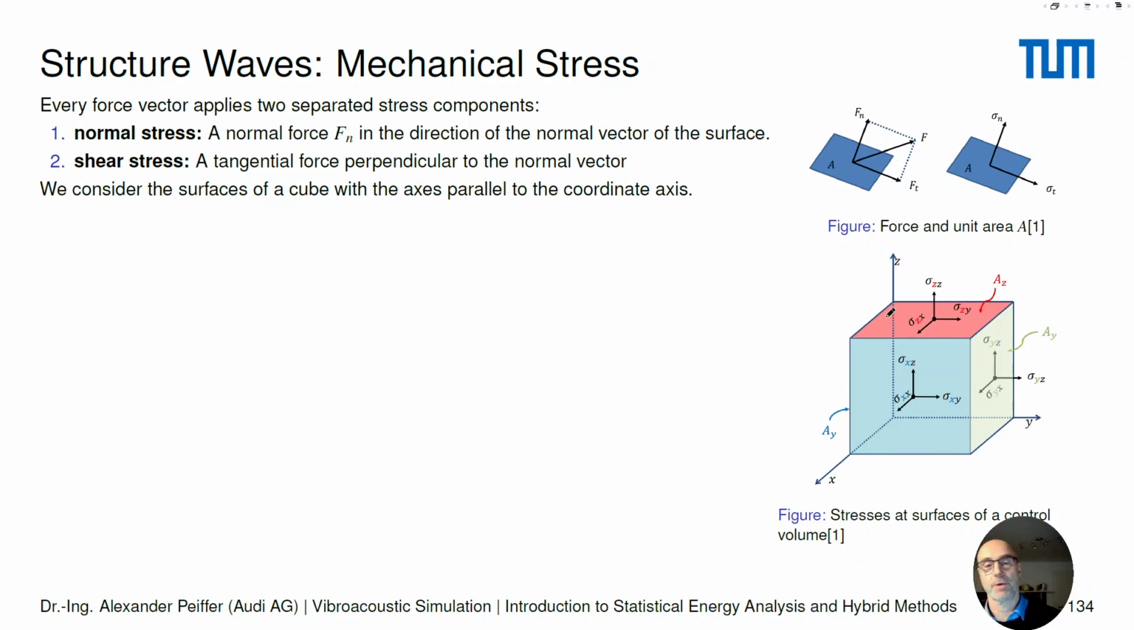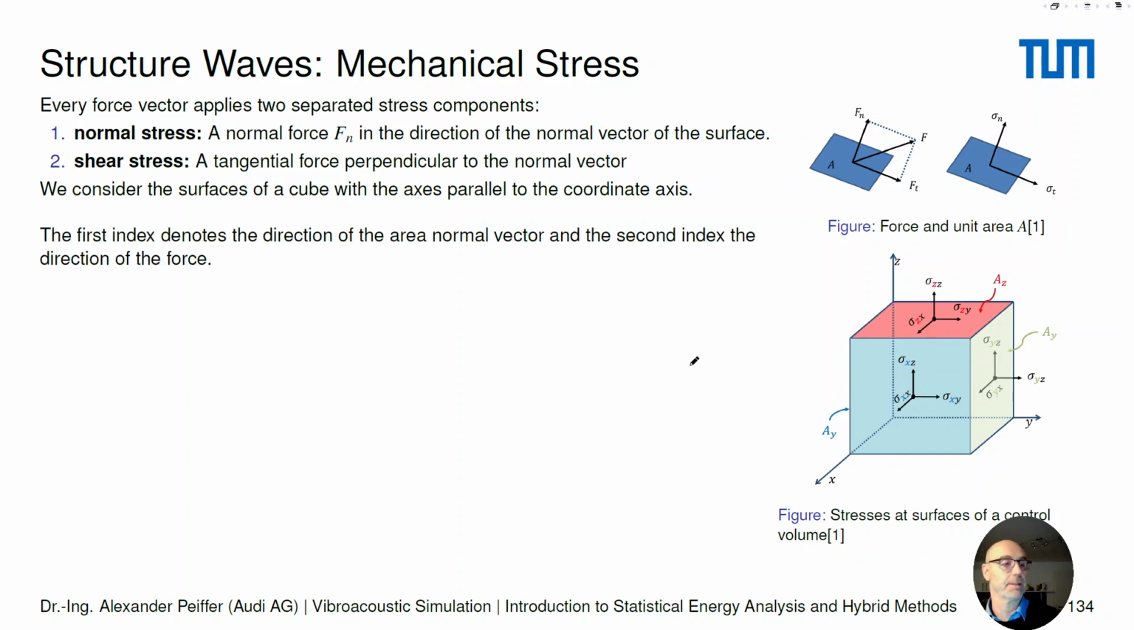And the cube is located parallel to the classical Cartesian axes. We see all three surfaces, with the normal vectors x, y, and z. That means the first index in our stress component, as explained before, denotes the direction of the surface of the cube. So this is the z denoted here. By the way, this should be x, but that's a small mistake.